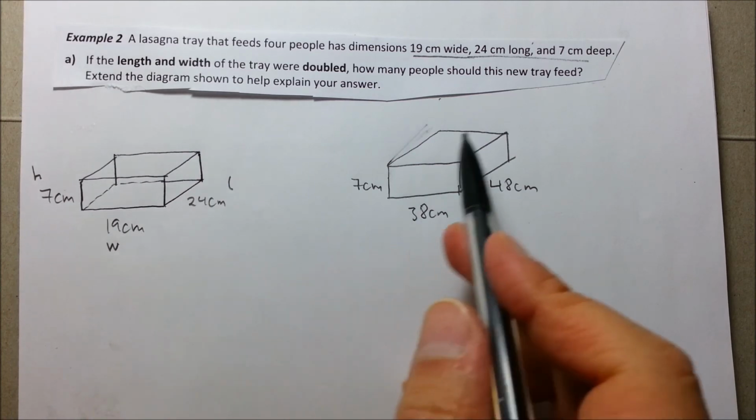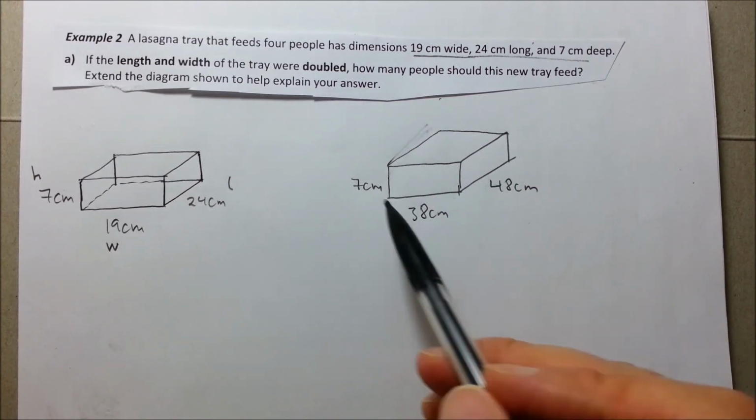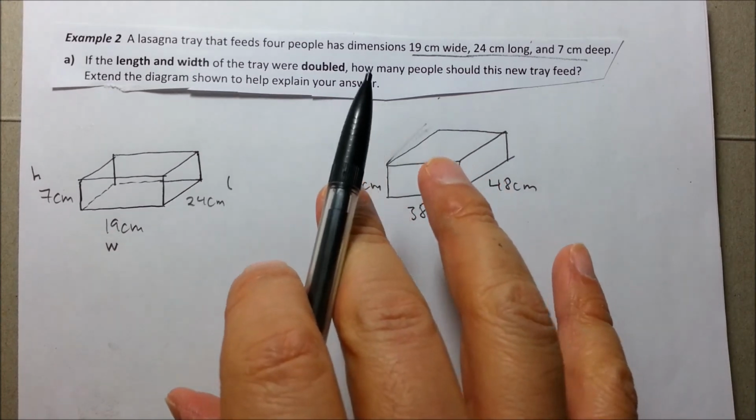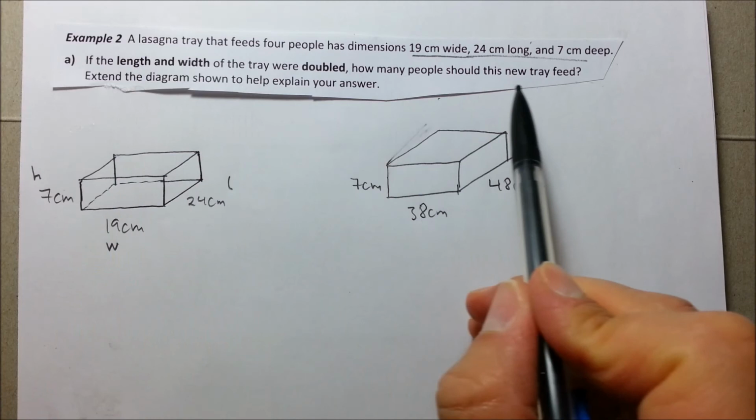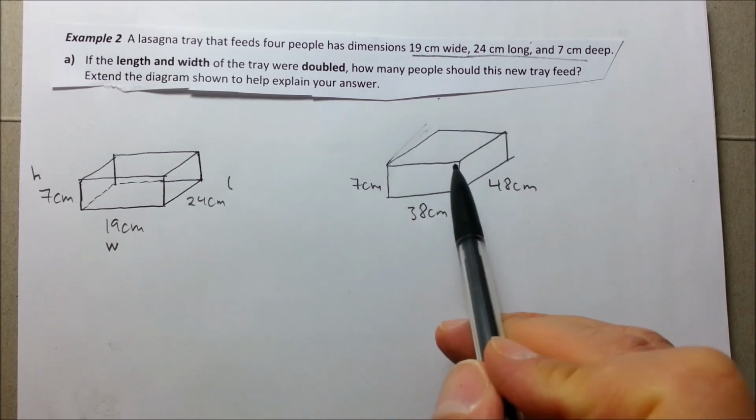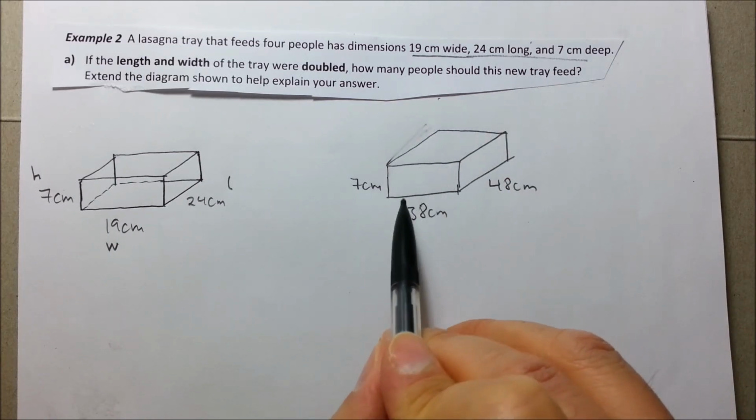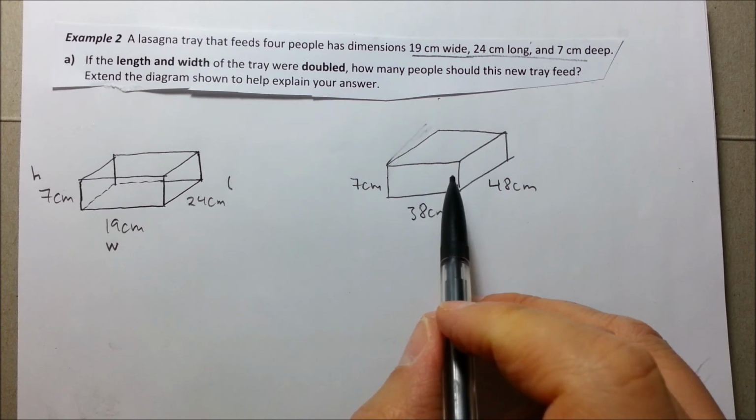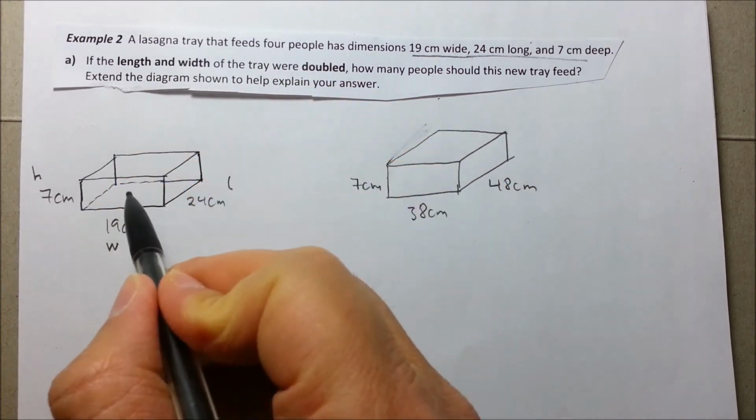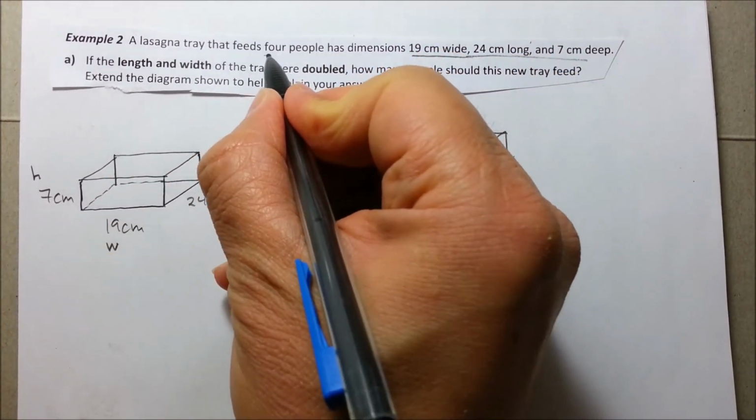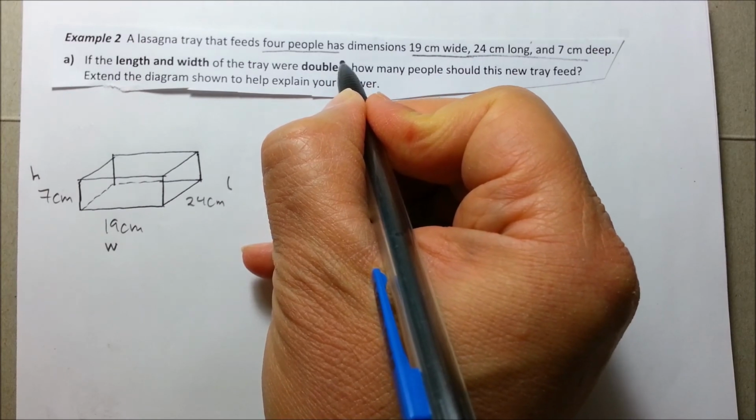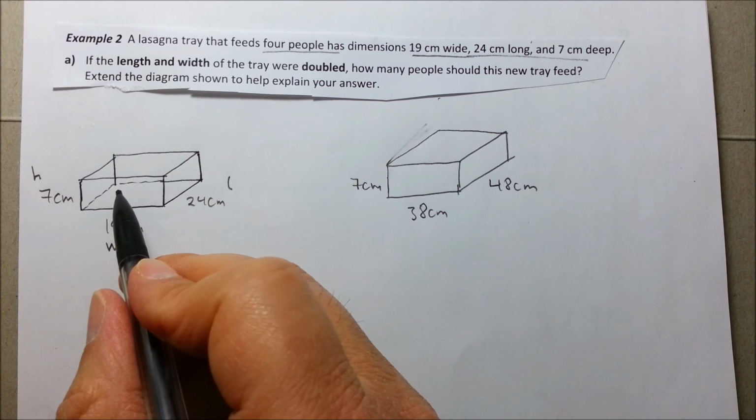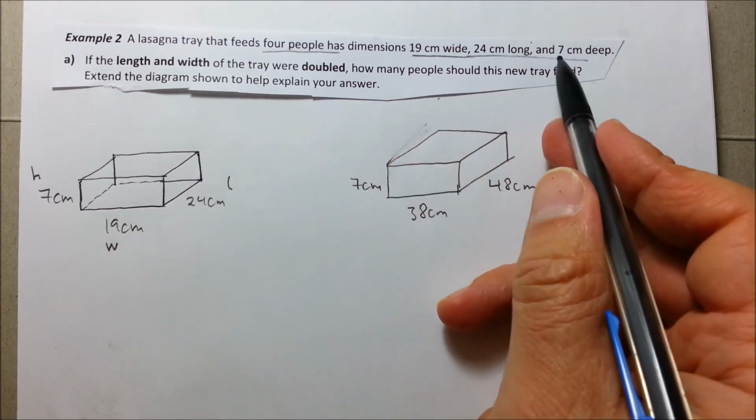So how many people would this new tray feed? Well, how would we go about calculating this? You may want to pause and calculate it for yourselves, or you can continue along. So how many people should this new tray feed? Well, first we need to find out the volume of this, and then how do we know how many people this new tray feeds? Well, they tell us that the original tray, the smaller tray, feeds 4 people. So that means that each person gets a certain amount, which we're going to need to calculate. And in fact, let's calculate it right now.